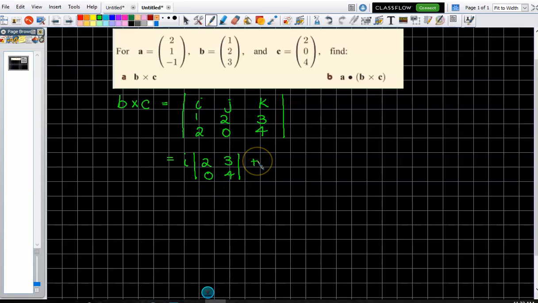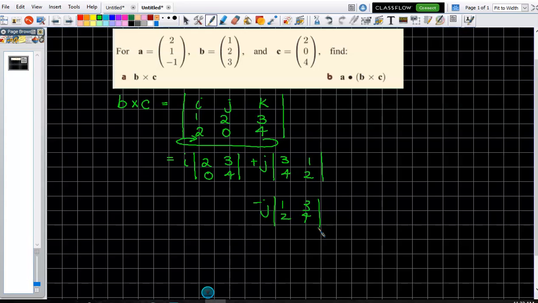Now this is where I differ from the book. I say plus J because I then wrap around. I go from here and then I go around that way. So I take the 3 and the 4 and the 1 and the 2. Now the book says minus J and it does 1, 2, 3, 4. So it will do 1, 2 and 3, 4. You'll get the same answer.